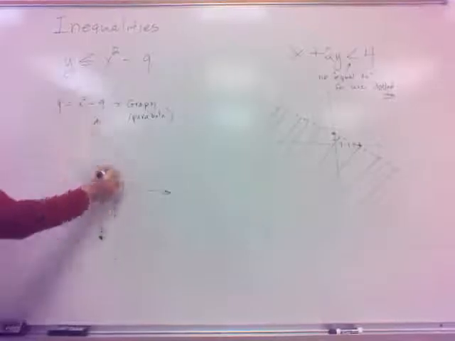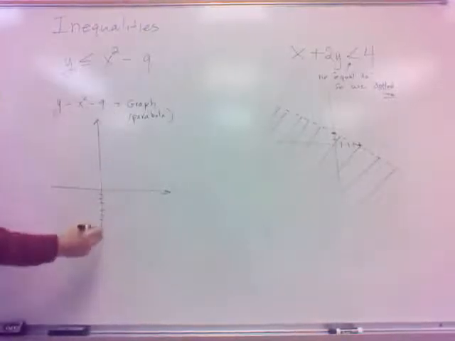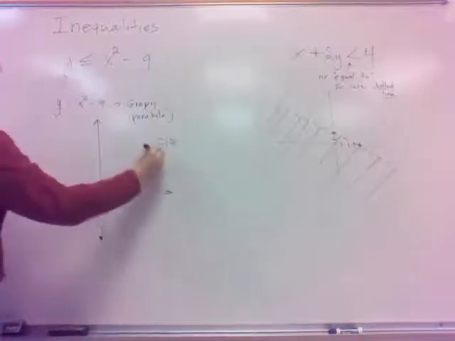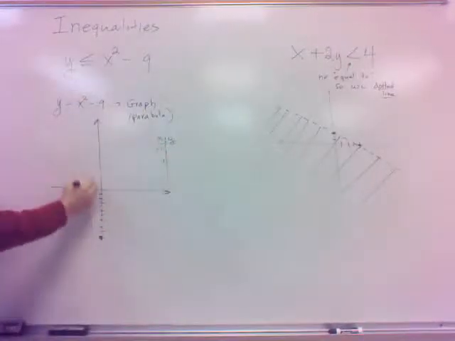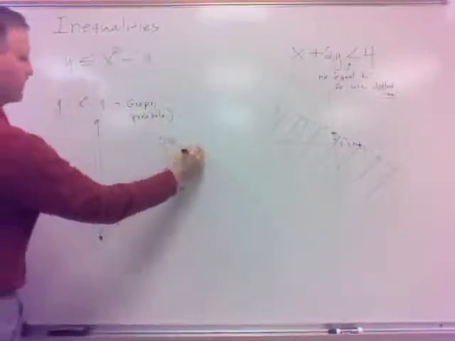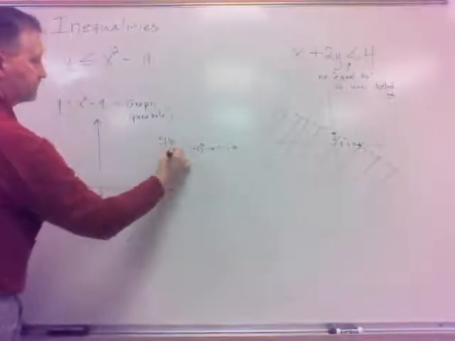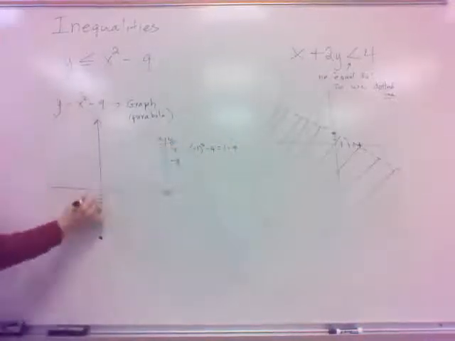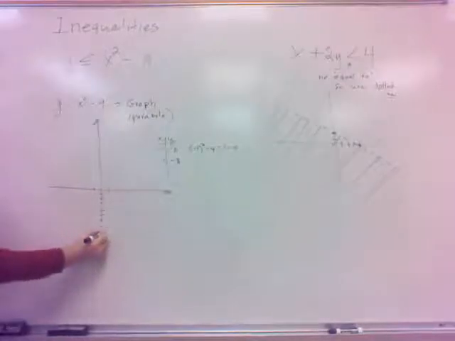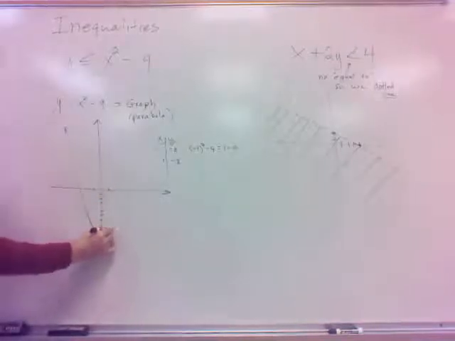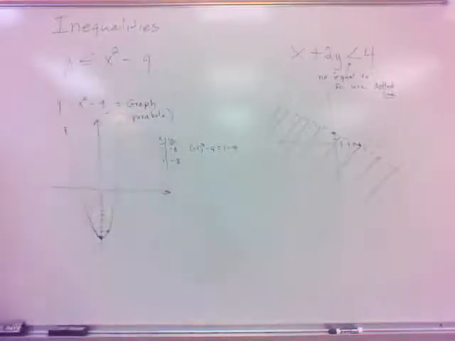Yeah, it's just the x squared graph moved down 9, so it looks like that. If you want a couple other points, do your negative 1, positive 1 thing. Both of those would be y value negative 8, wouldn't it? Same thing for 1. So you've got negative 1, positive 1, negative 8. And we do have the equal to part, so it is a solid line.